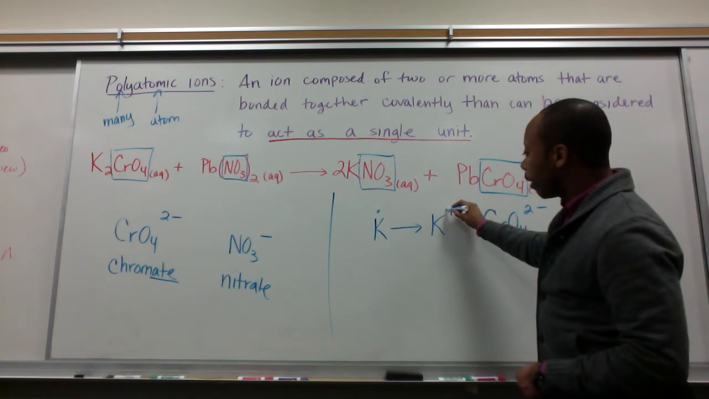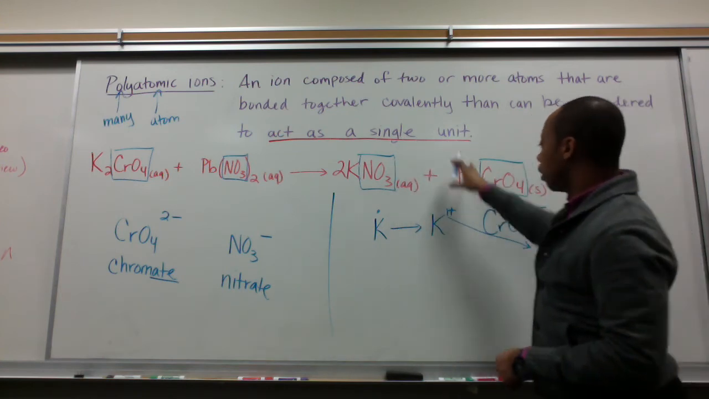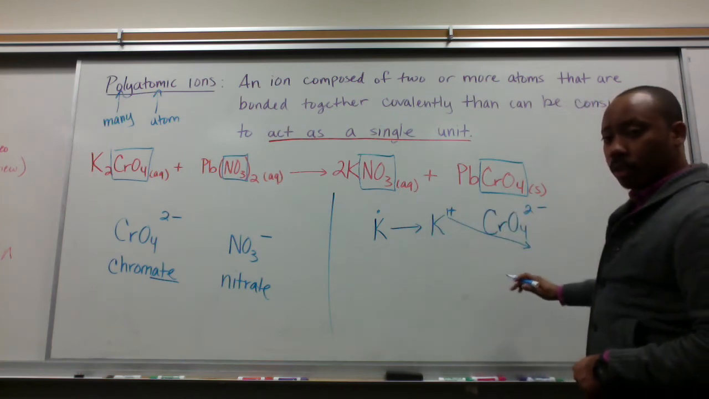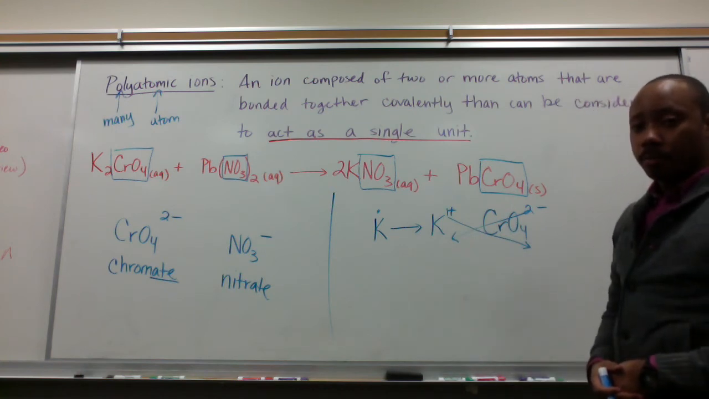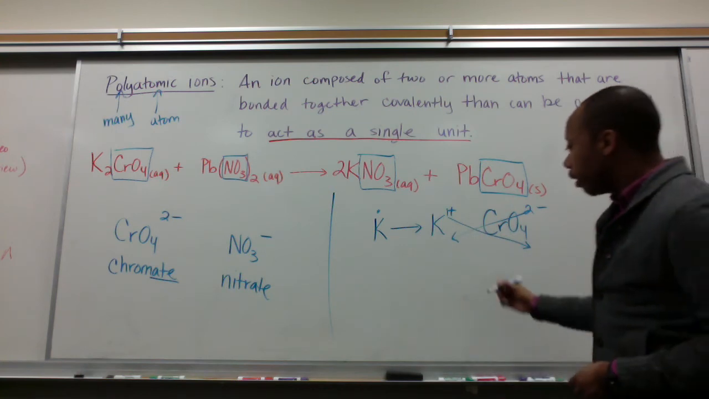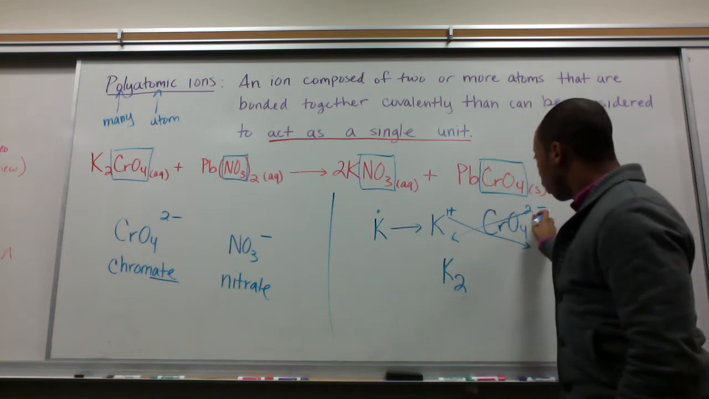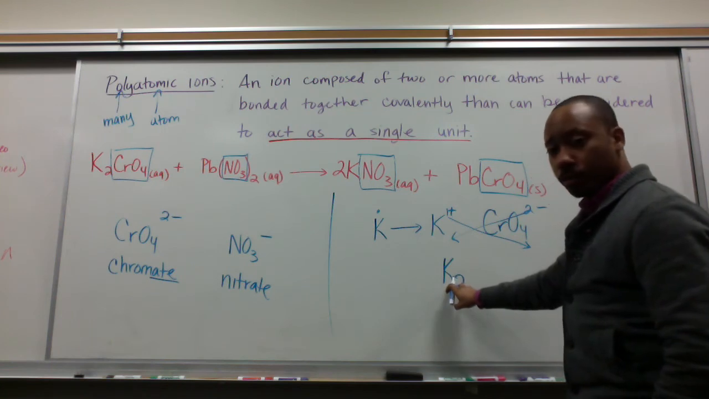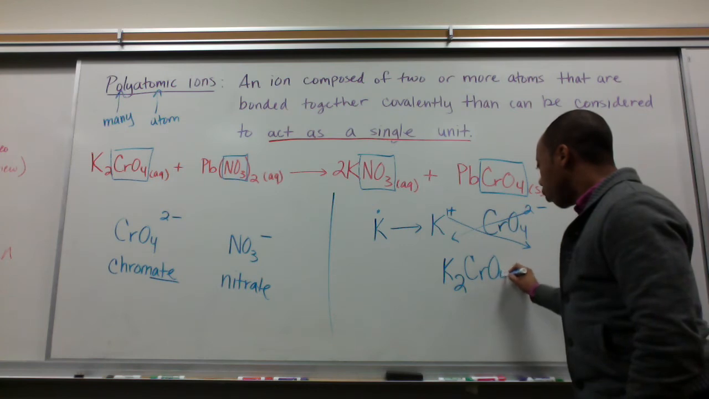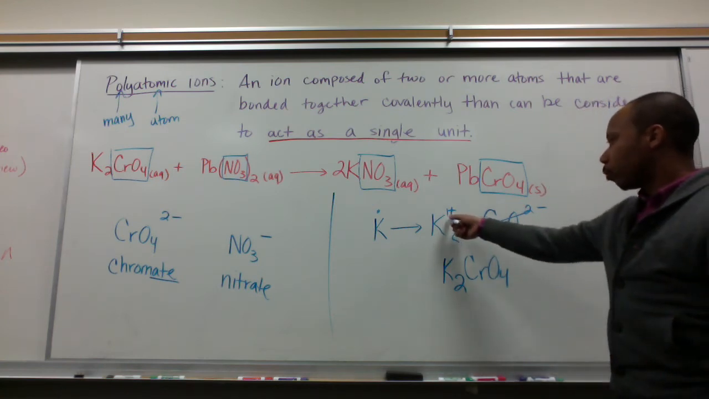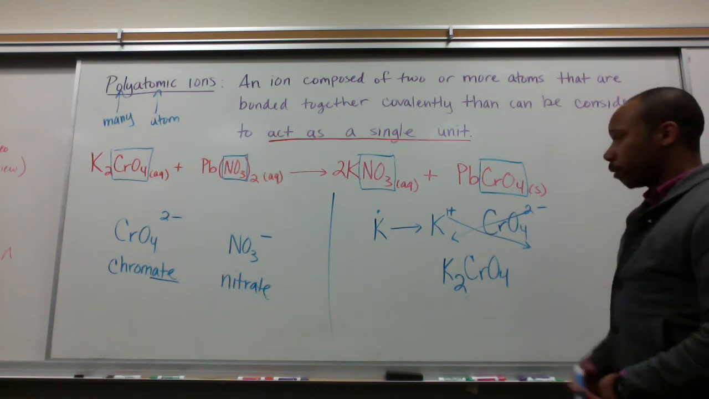This understood 1 here applies to this entire single unit known as chromate. This 2 here applies to my potassium atom. If I write the chemical formula, it says that I have 2 potassium atoms and 1 chromate. This 1 applies to the chromate. That's an example of that.